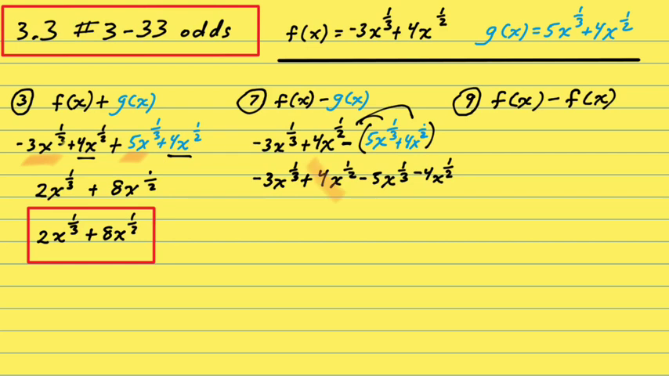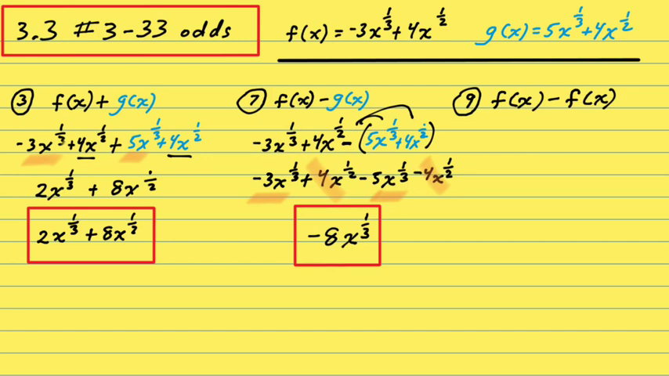Anything added to its opposite is going to be 0. How about these two? Do they add together? I think it would be negative 8x to the 1/3. And 4x to the 1/2 and negative 4x to the 1/2 add to 0.